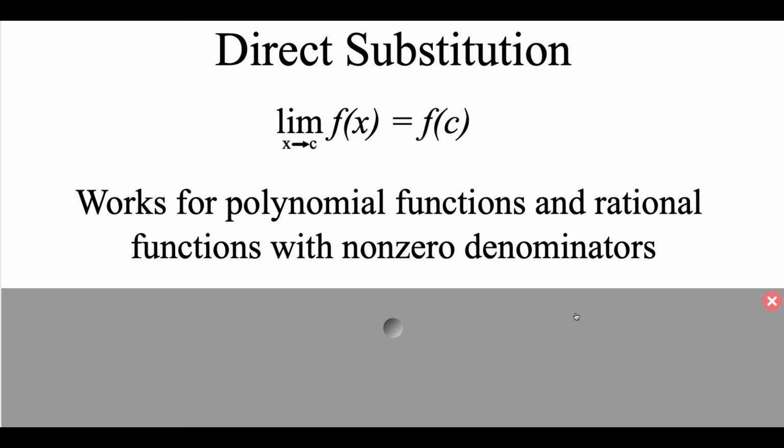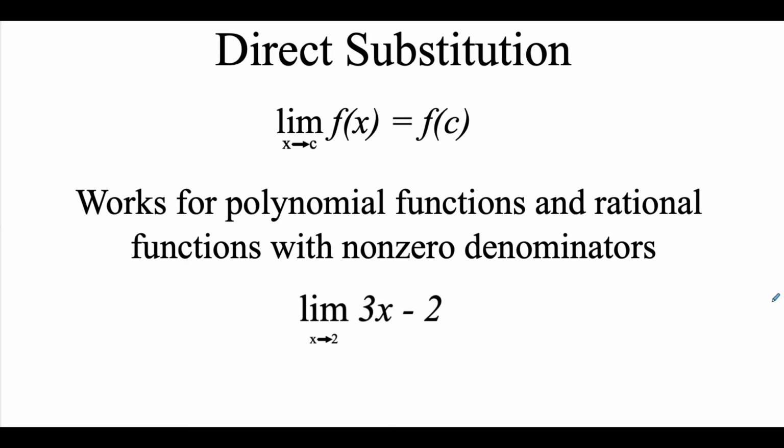And this works for polynomial functions, and it also works for rational functions as long as that denominator is not 0. So for example, if we wanted to look at the limit of 3x minus 2 as x is approaching 2. This is a polynomial function, so I can just take that 2 and directly substitute it into that function for x. So we would get 3 times 2 minus 2. Well, 3 times 2 is 6, minus 2 is 4. So this limit would just equal 4.